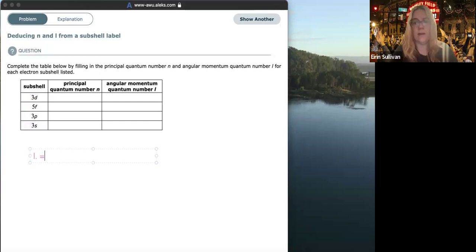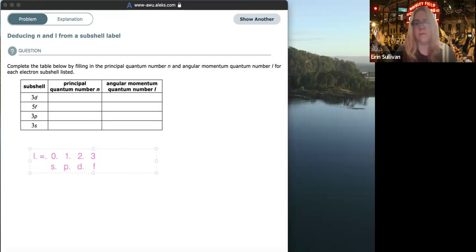So L can be 0, 1, 2, 3, 4, 5, 6, and so on. These are the most common ones. So L equals 0 is called S, 1 is P, 2 is D, and 3 is F. Those labels come from spectroscopy. S is sharp, P is principal, D is diffuse, and F is fundamental. You don't need to worry about it.